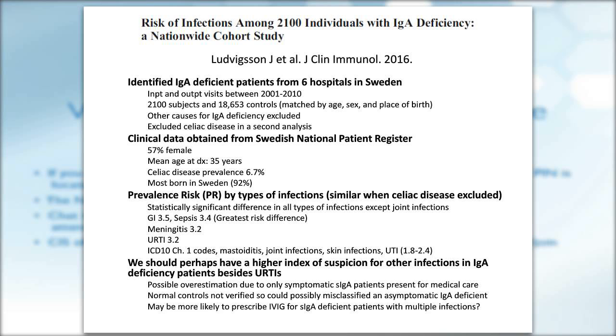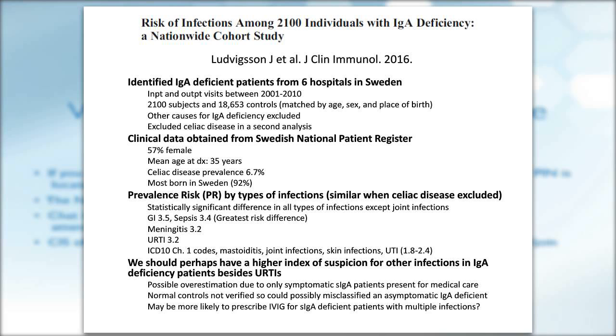They excluded other causes of IgA deficiency, for example, CVID. And they also did a second analysis in which they excluded celiac disease because, as we all know, that can be a confounding factor for IgA deficiency. They obtained the clinical data from the Swedish National Patient Register, finding that about 57% of their patients were female. The mean age at diagnosis for IgA deficiency was around 35 years. There was a prevalence of celiac disease of 6.7%, and the majority of these patients were born in Sweden.